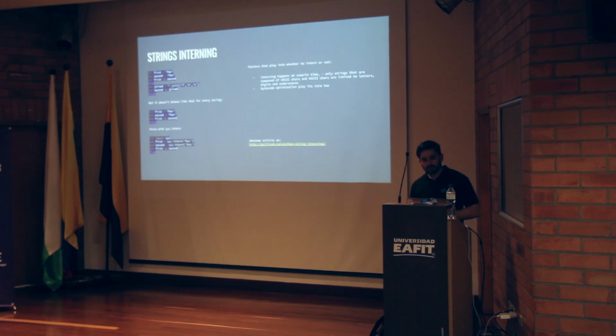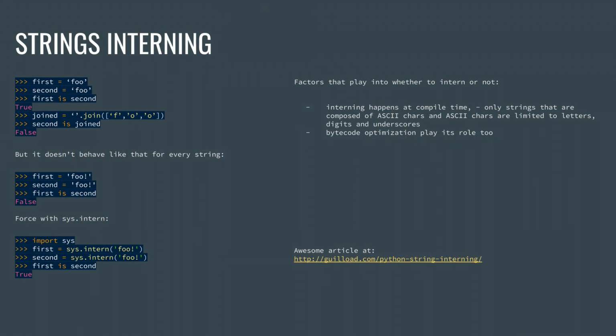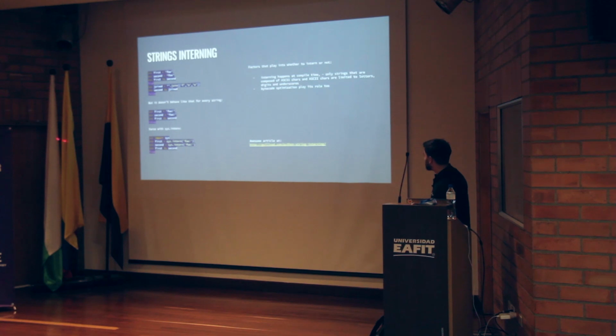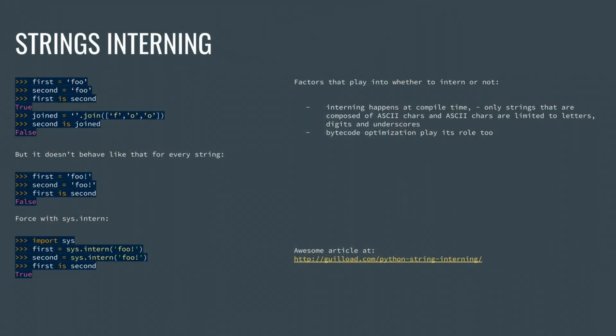And the next important rule: only strings which are composed of ASCII chars, that is letters, digits or underscores, are interned. So if you look here, I use the exclamation point, and you can see that the objects are not equal anymore.